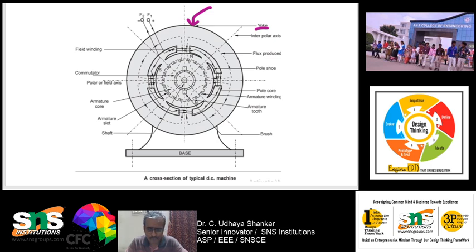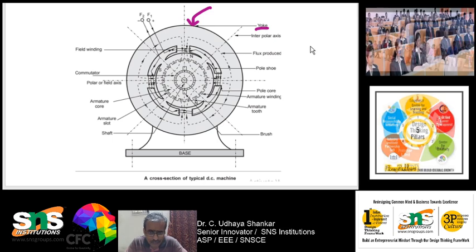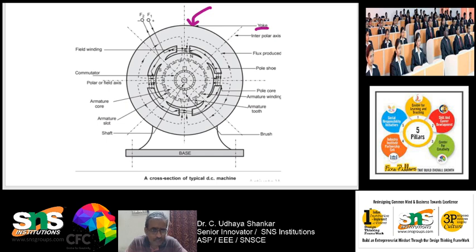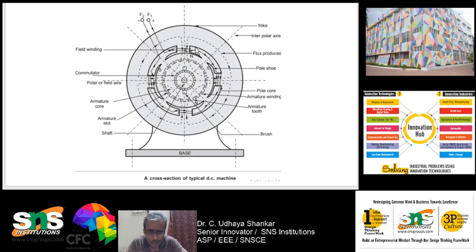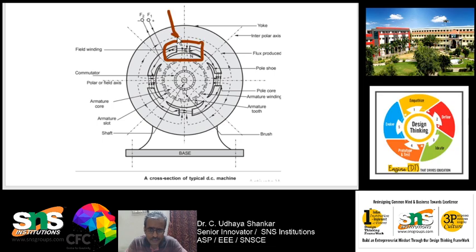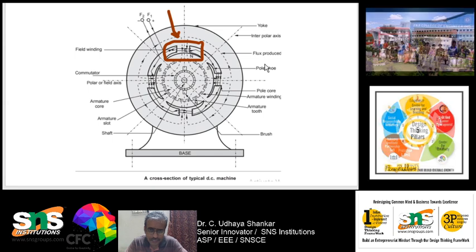What is a pole? Here you can see this is the pole. I will just mark it, in brown color. So, this is the pole. You can see that the pole is on the inner periphery of the yoke.